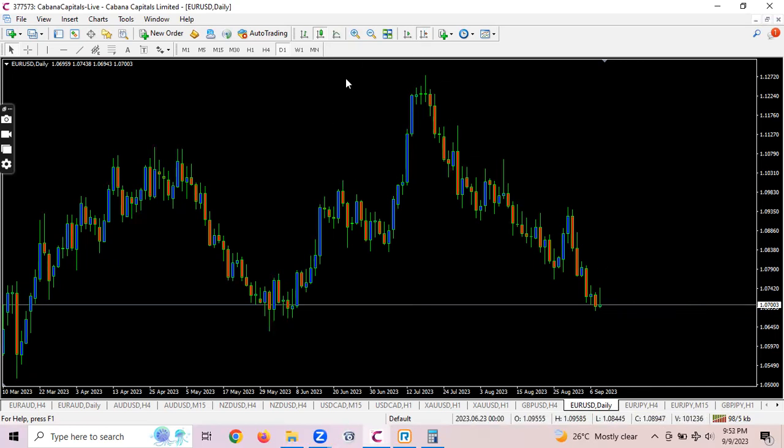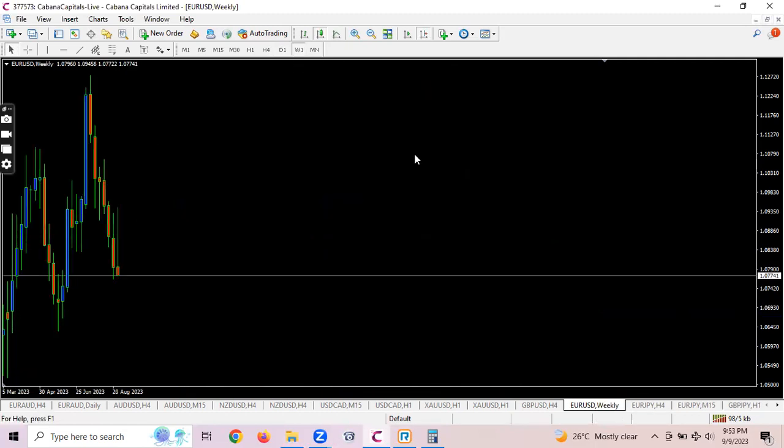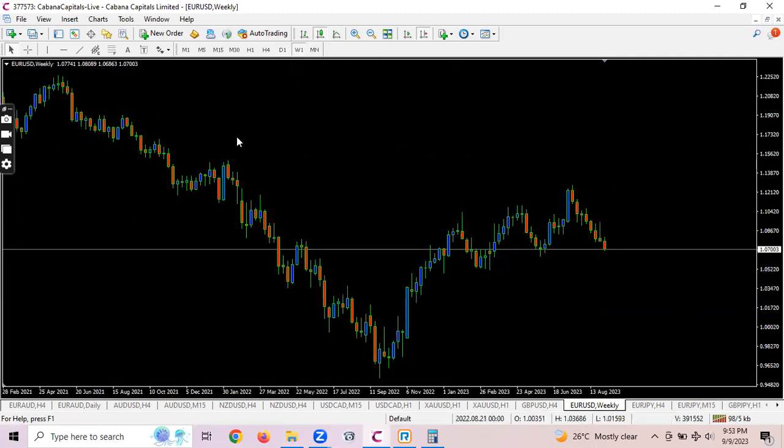Okay, let's start with the weekly. You can see on the weekly also, EURUSD is bearish, right? It is obvious. You can't jump in and buy with the price action on the chart.